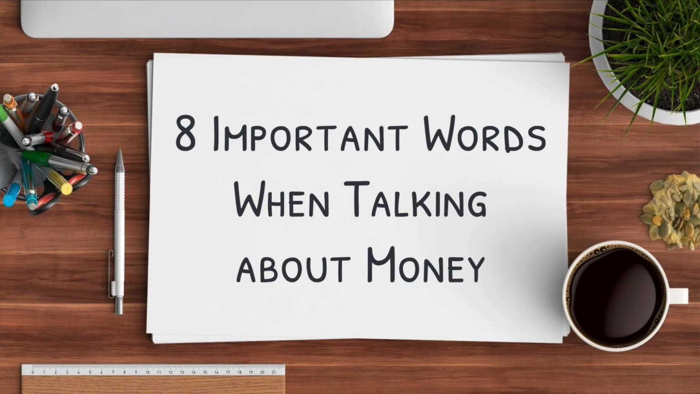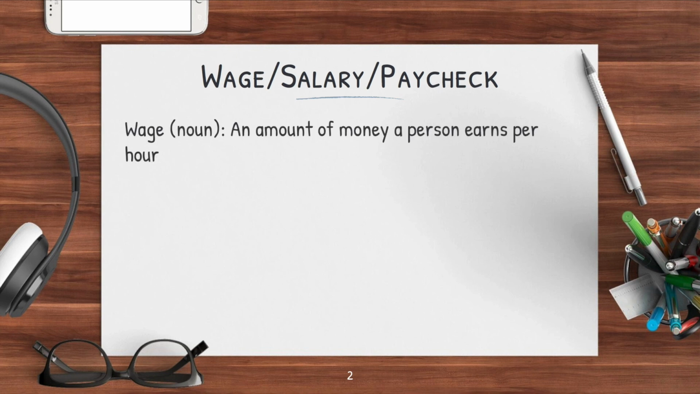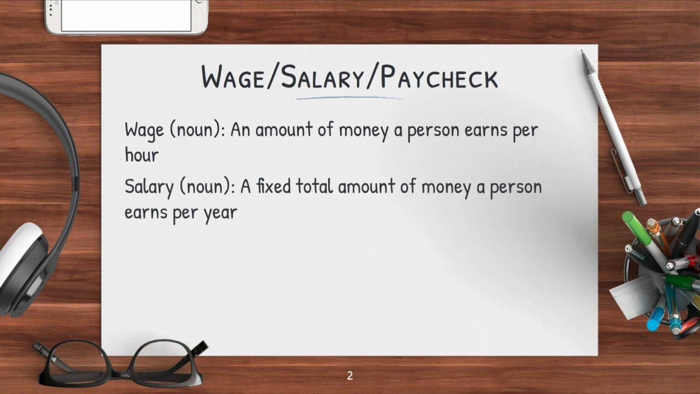All right, so the first three words I want to explain, a lot of people make mistakes with. It's the difference between wage, salary, and paycheck. A wage is the amount of money a worker earns, usually per hour. So an example of a wage would be $10 per hour. However, a salary is a fixed total amount of money a person earns per year. An example would be $50,000 a year.